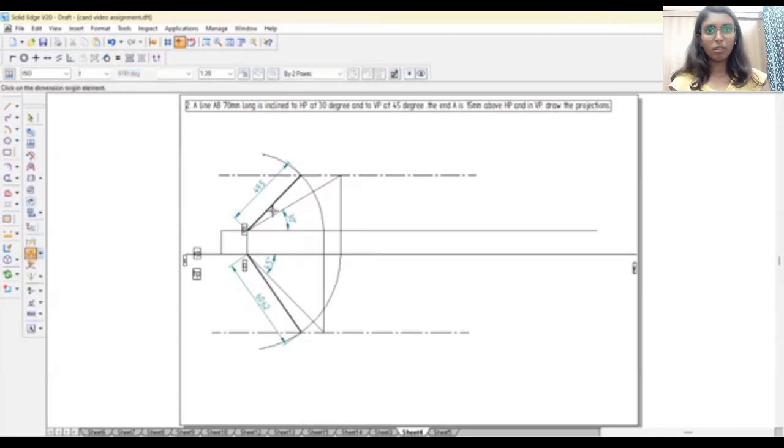Now measure the above line and the below line. The above line should be 20 mm and the below line comes around 30.14. Now name the given XY line. So let's name it as A dash and B dash. Go to angle between two lines and select this XY line and the angle. Draw, then it comes 45 degrees.